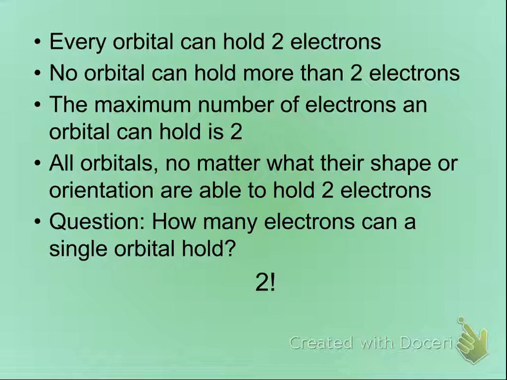2. And I will ask you this question on a test, and somebody will get it wrong. I guarantee you. How many electrons are capable of being held in the px orbital on the 5th main energy level? And the answer is 2. No matter what the orbital is.